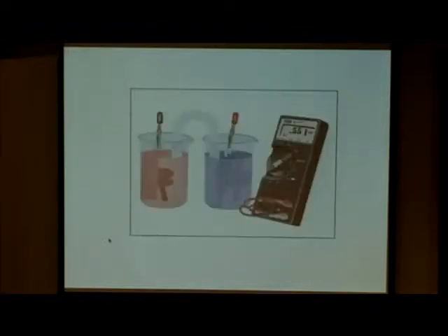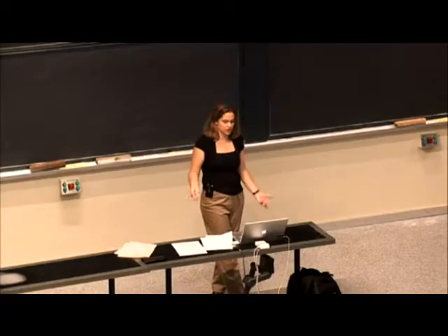So let's take a look at what some of these might look like. Here's a little cartoon of a simple version. We have two beakers with different solutions in them, two electrodes, a salt bridge across, and as electrons transfer through this, you can read a current on an amp meter here. You can read some kind of voltage coming off.